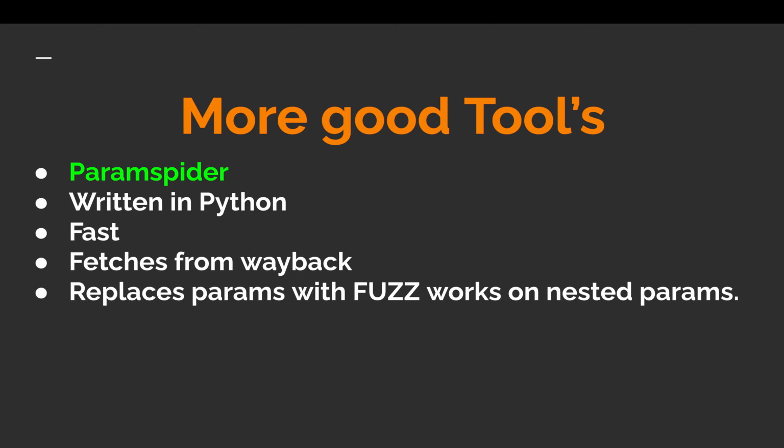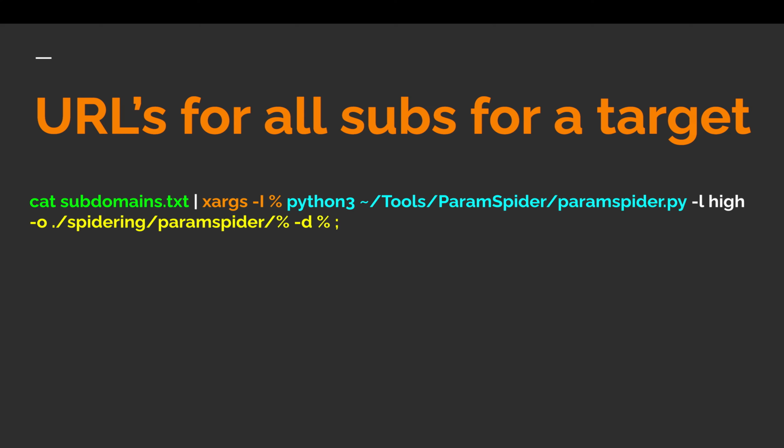So ParamSpider does the job for that. It crawls the data from Wayback URLs and replaces the values of those particular parameters with the keyword fuzz, so we can input our payload to those particular places or parameters, or injection points, whatever you like to call it.